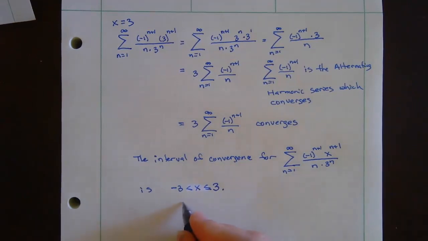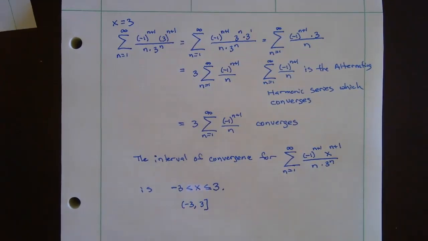You could also write it like this. You could write it with interval notation, negative 3 comma 3 with a bracket. Okay, that would also be the interval of convergence. Okay, and both would be correct. Okay, all right. So let's go to part C.